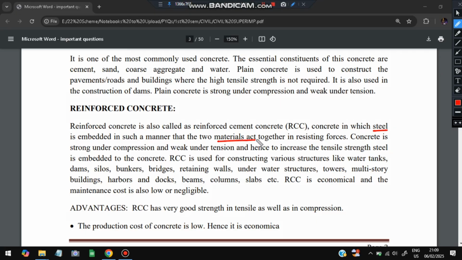Okay, in a manner then, two materials act together in resisting the forces. It is strong under compression and weak under tension. To increase the tensile strength, steel is embedded. So it is used in structures like water tanks, dams, silos, bunkers and so on. The economical cost is also negligible, and the maintenance cost also is negligible.